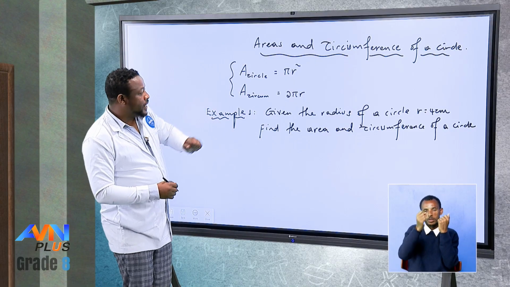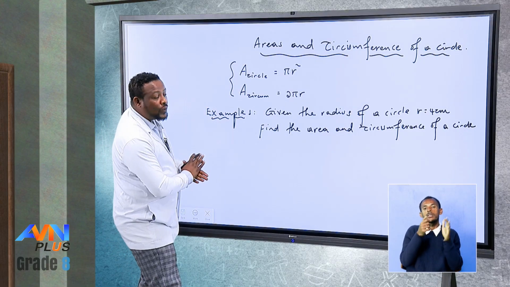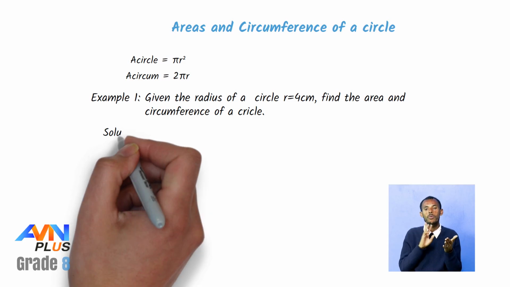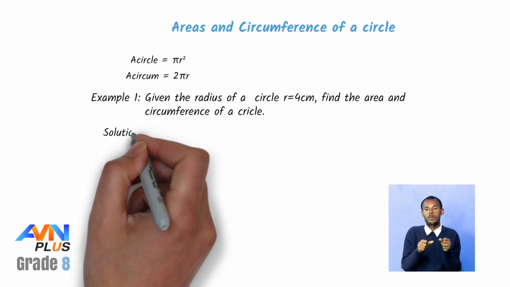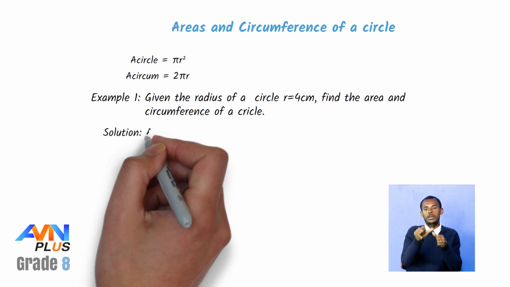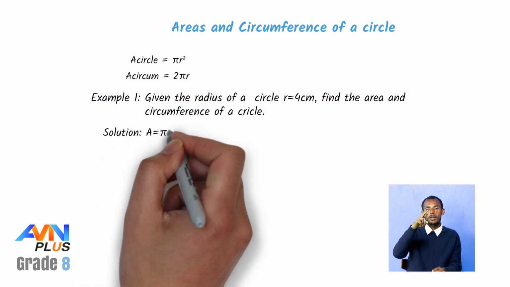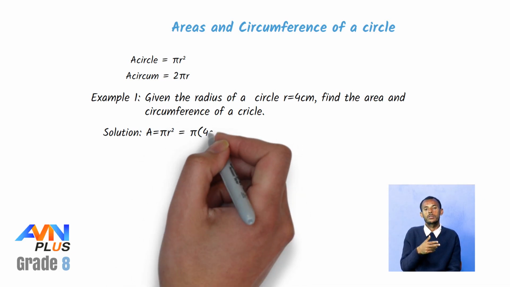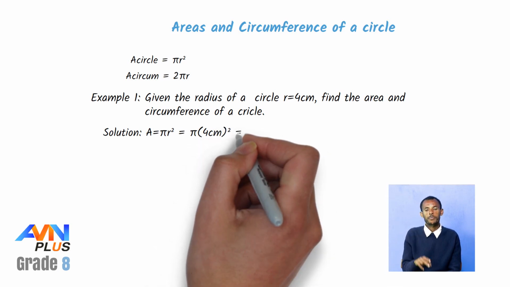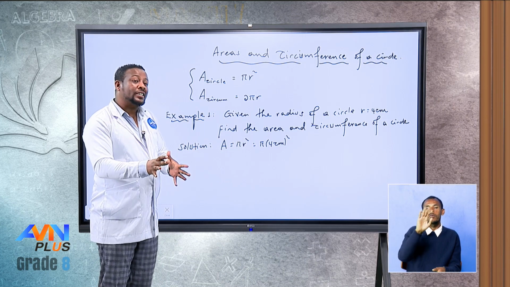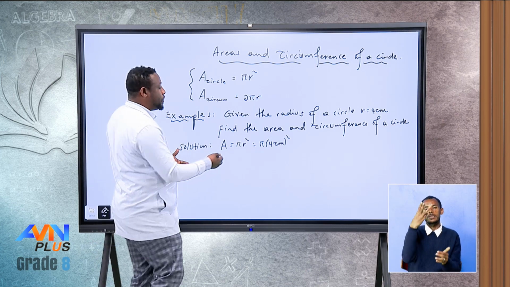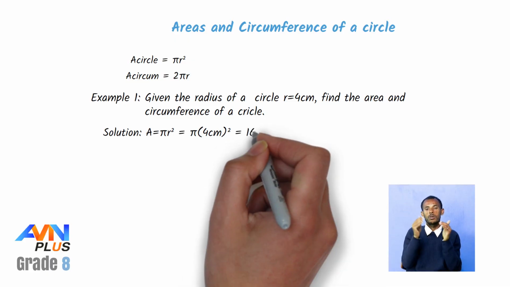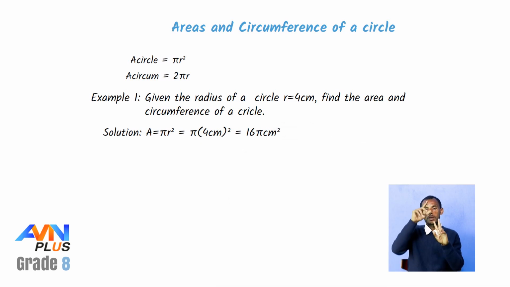Now, based on this, in the first example, we are asked to find the area and circumference. So the only thing that we need here is the formula. So the area of a circle is pi r square. Okay, so this is pi times 4 centimeter square. Okay, so this is 4 centimeter times 4 centimeter is 16 centimeter. So this becomes 16 centimeter square. So this becomes 16 times pi times centimeter square.